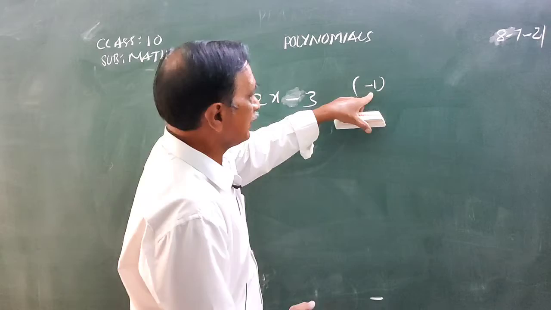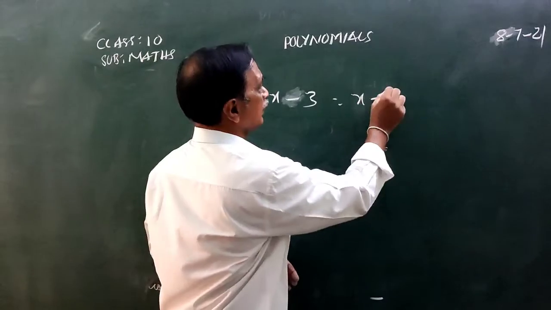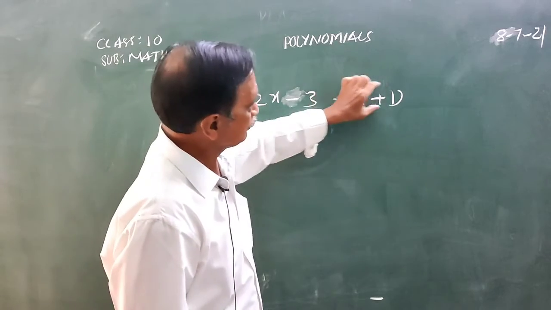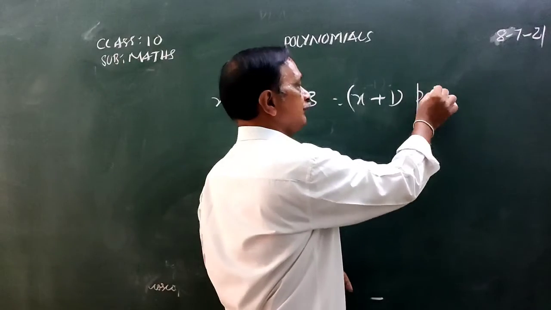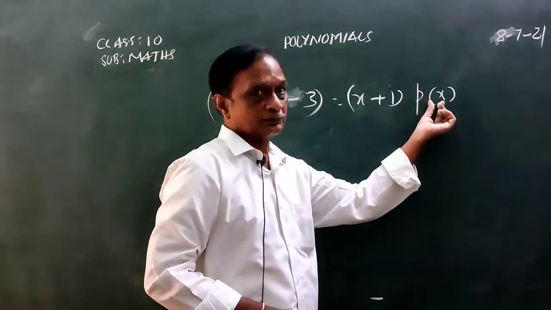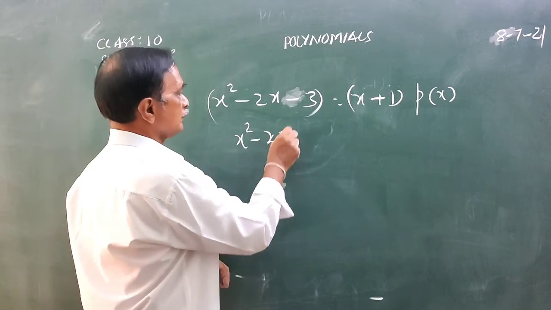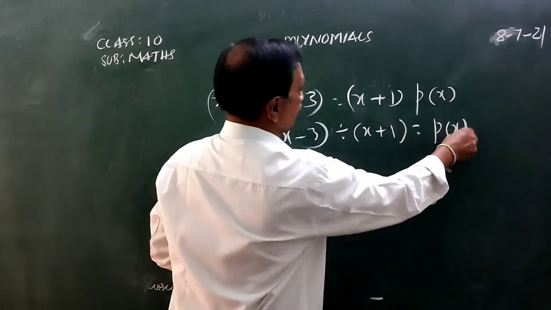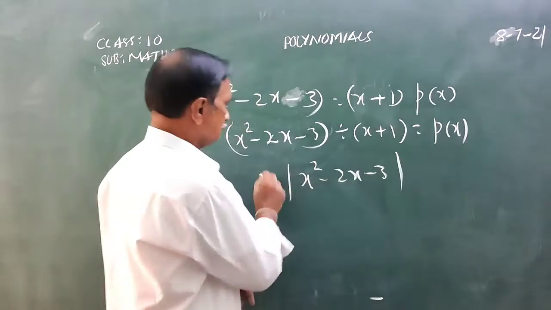See, as we know, one of the zeros is minus 1. One of the factors can be taken as what? x plus 1. As minus 1 is one of the zeros, we have to assume x plus 1 as one of the factors. But to get the other factor, let the other factor be p of x. Now, to get the other factor p of x, we have to divide this polynomial by x plus 1. x square minus 2x minus 3 divided by x plus 1 is equal to p of x, that is our second factor. Now divide x square minus 2x minus 3 by x plus 1.